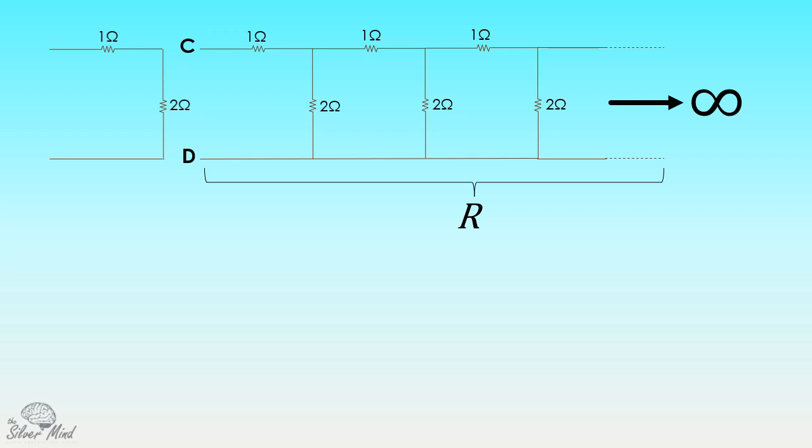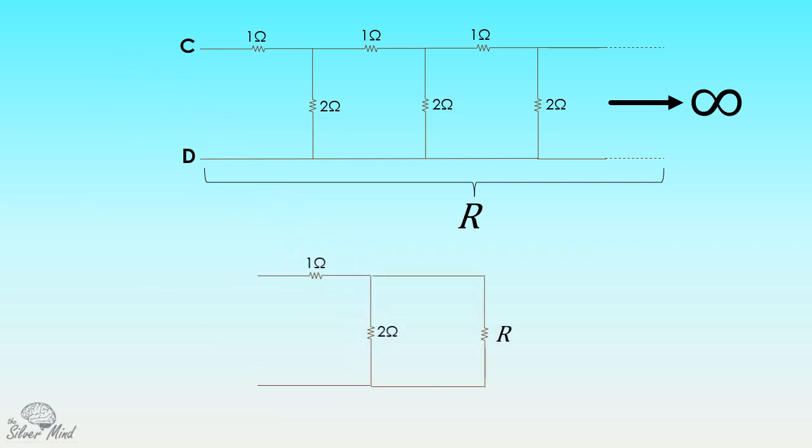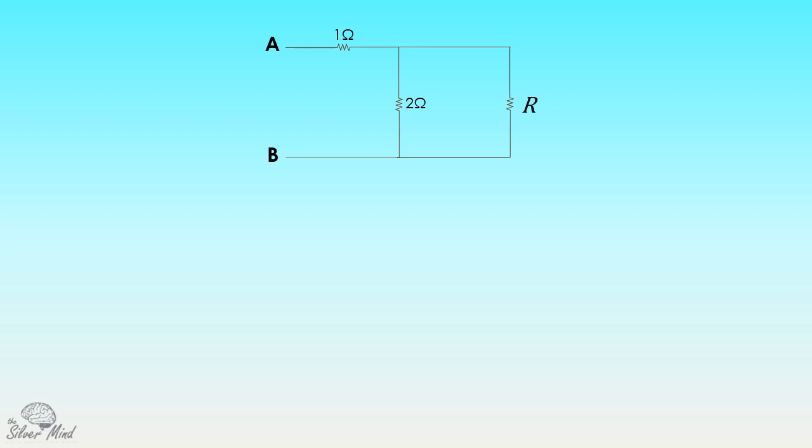Therefore we can redraw this circuit as below. First, by drawing the first branch and replacing all other resistors with R. Now we can do the calculations using this figure. Here, 2 ohm resistor and R is in parallel connection. Let the total resistance of these two resistors be R dash.